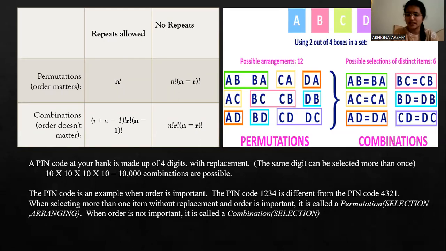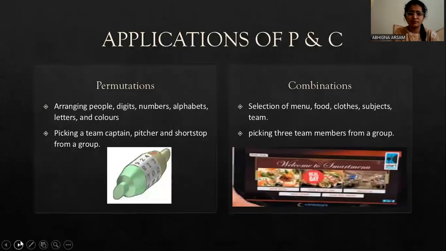In combinations, AB is equal to BA. If AB is present, we cannot take BA. Whereas in permutation, AB and BA are both acceptable. Another important point to be noted is that permutation involves two steps, selection and arrangement, whereas combinations involve only selection.